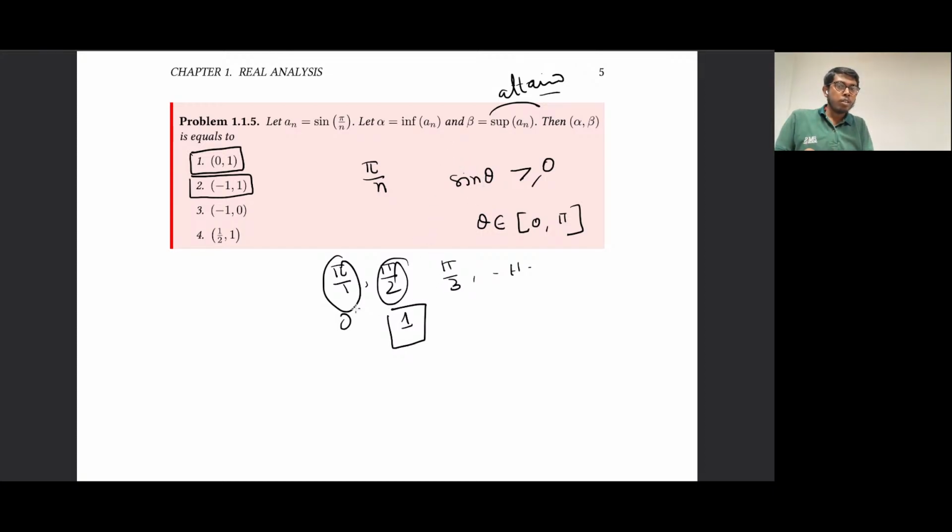But now the infimum is 0 because you will not get negative values, as we are restricted to 0 to pi only, because we are taking pi/n. Hence the correct answer will be 0 and 1. Okay, clear, Manmohan?